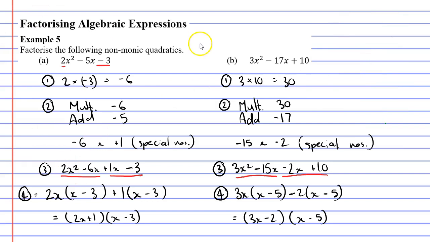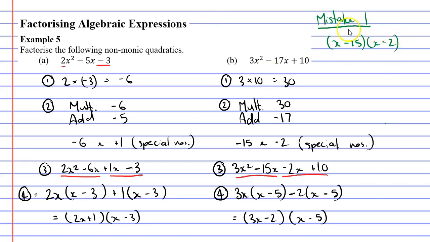So let's call the first mistake, mistake 1. Quite often, people complete steps 1 and 2, but they forget to do steps 3 and 4. And the reason they do this is they look at their special numbers. So in the case of question B, the special numbers are negative 15 and negative 2. And then they write down a factorized expression like so, x minus 15, x minus 2.